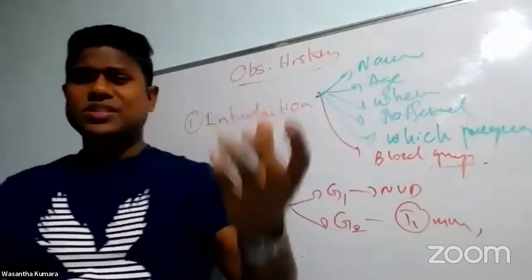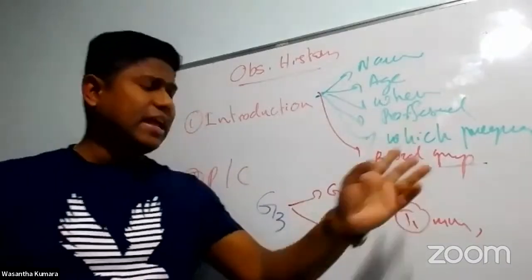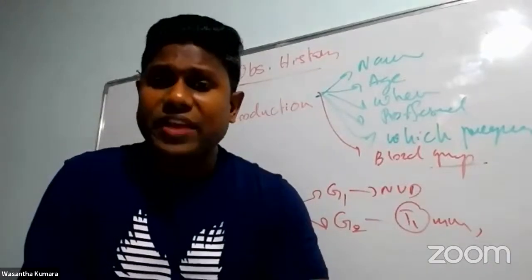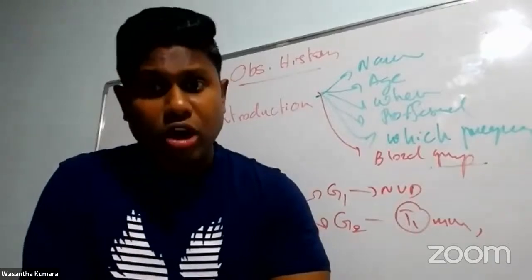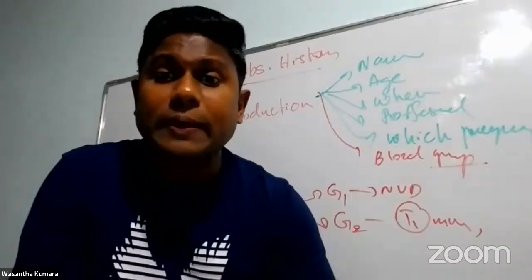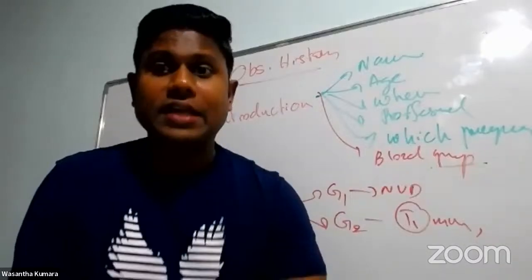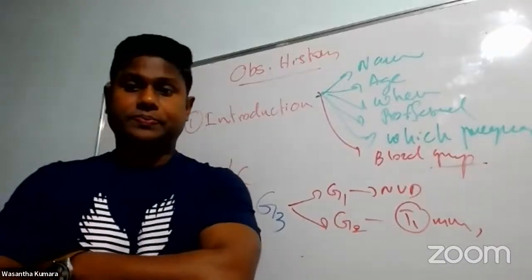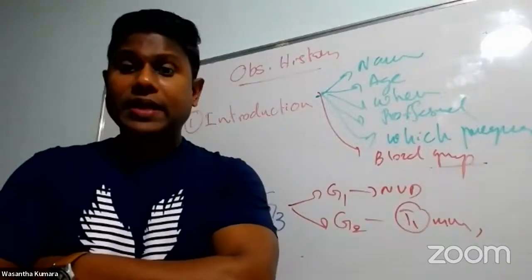You just name a few things, like diabetes, sugar, those things. Then the mother will say, no doctor, no problems. Then ask about the delivery: was the baby born normally or by caesarean? The mother will say the baby was born normally, doctor. Then the last thing you have to ask is the baby's birth weight. That is important.